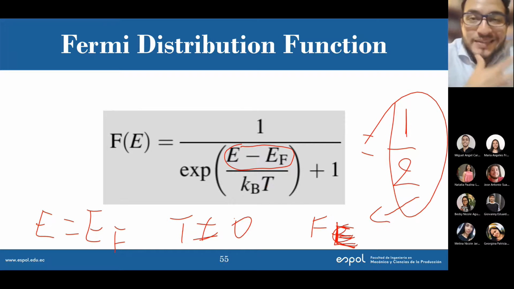So if you want to give an accurate definition of the Fermi energy, you can say it's the value of energy when the Fermi function equals 1/2. That would be the Fermi energy. The Fermi energy is the value of energy when the Fermi function equals 1/2.